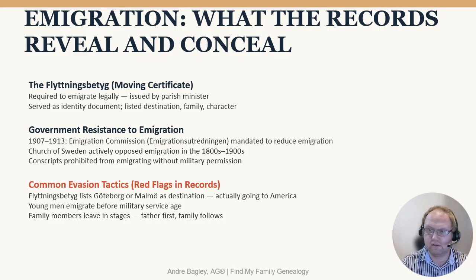But there are some evasive tactics. One of the most common ways you could avoid getting a hard time from your priest was saying that you were going to go to a major port city like Göteborg or Malmö. When the person was planning to sail for America, they wouldn't even turn in their certificates to the congregation there. They would just say they were going there, but then they'd just leave. I've seen that happen. Young men would simply emigrate before reaching military age. Some would leave in stages, so that each separate departure created its own records, but there would be less splash.